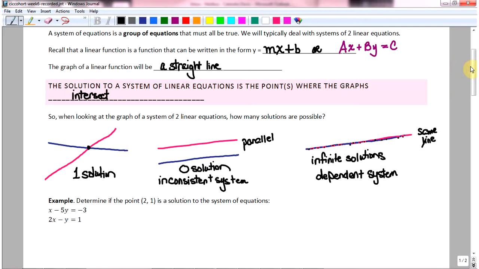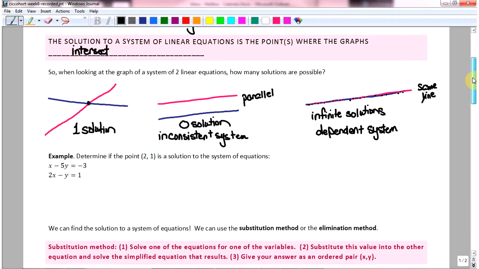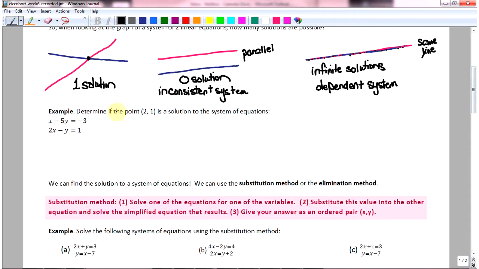Okay, so now let's look at some examples. For the first example, I want you to determine if the point (2, 1) is a solution to the system of equations. Well, the way that we can solve it is if we graph those two equations and look to see if (2, 1) is the intersection point. But that would be the harder way to do it. We can do this algebraically. If this is a solution, it's going to make both of our equations true. So we're just going to plug in our point (2, 1): 2 for x, 1 for y.